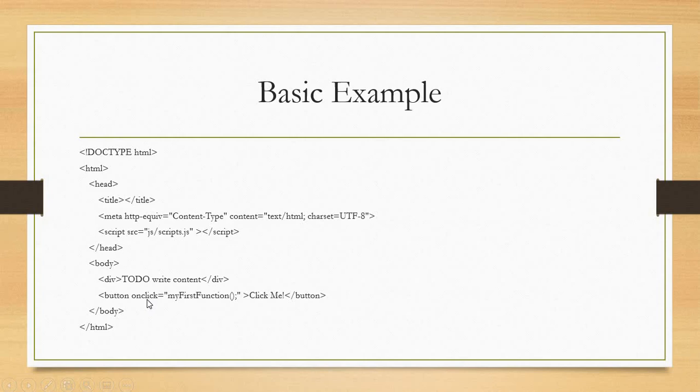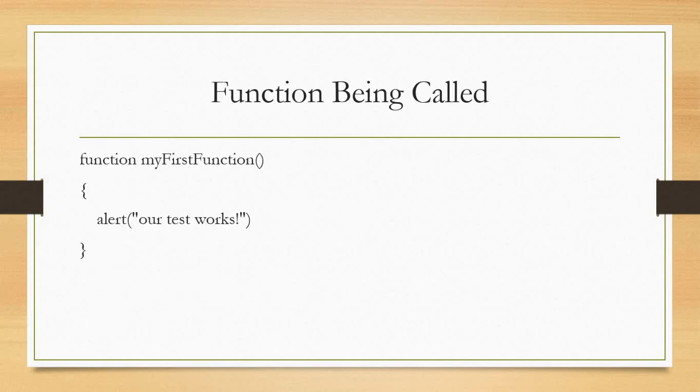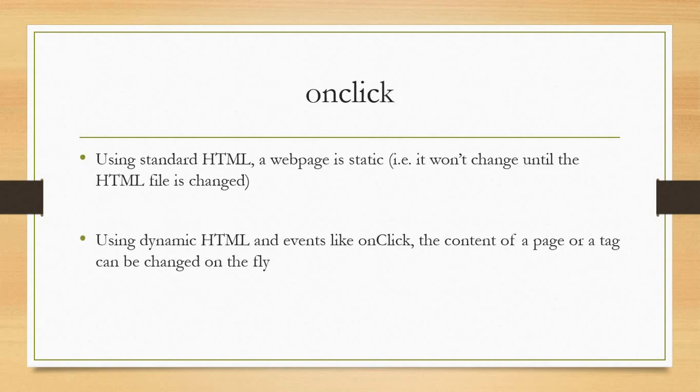You'll notice this quite often within this specific weekly presentation, our onclick function. Here is our specific JavaScript function. My first function, alert, our test works. That means if we click the button, our test works. The onclick is something we commonly use within HTML code in order to have the user do something.